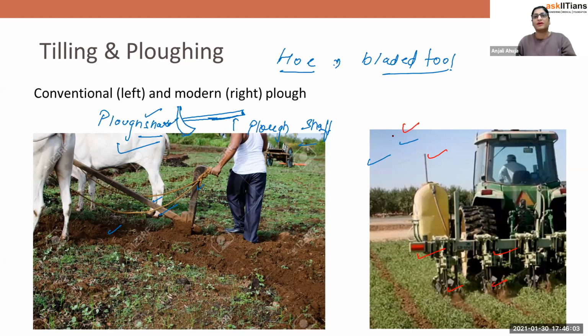If a question comes in your paper, what is the benefit of the modern method of ploughing, you may say it is saving the labor, and it is more efficient as compared to the conventional one, because at a time there are more blades cutting the soil and doing everything that is needed. Multiple cuttings at a time, and that is time saving, isn't it? So that's all about the cultivator, guys.